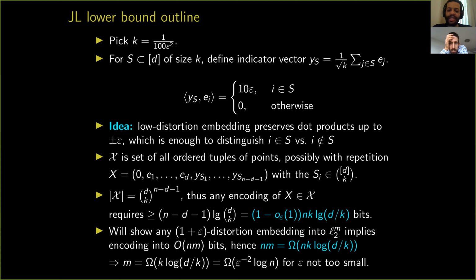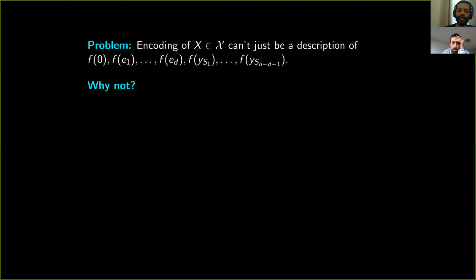then this lower bound is saying that my encoding length is nm. Remember, what I told you was, I'm going to be able to show that if I can embed anything in script X into m-dimensional space, that implies that I can encode into nm bits. Therefore, nm has to be at least the logarithm of the size of script X, so nm has to be at least nk log d over k, cancel the n's, m has to be at least k log d over k, which is exactly what I wanted, if epsilon is not too small. Okay? So now I just need to show this part.